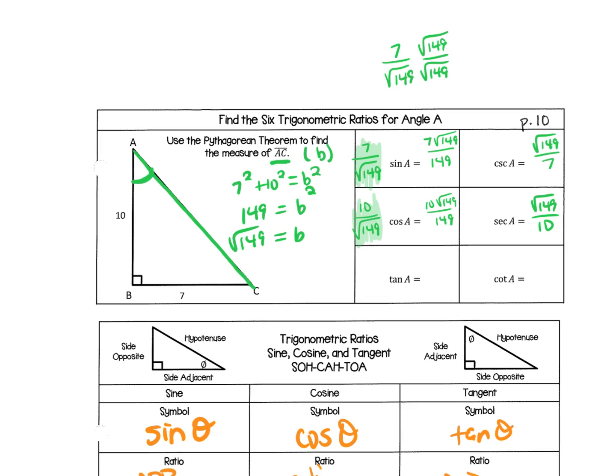And then tangent. Talia, what's our tangent of A, what's that ratio going to be? 7 over 10. Good. 7 over 10. So our cotangent, let's just flip that. We get 10 over 7.